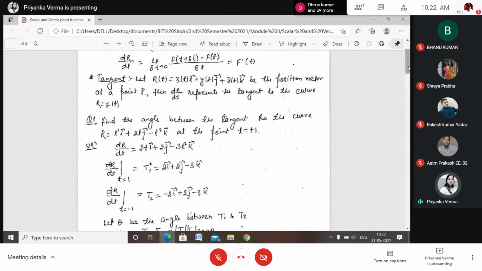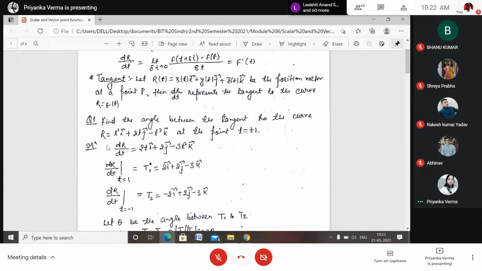Question number 1. Find the angle between the tangents to the curve r equal to this at the points t equal to plus minus 1. So we have to find the tangent to the curve. This is a vector function. Here the total vector function depends on t, and as t varies, r varies. Now you have to find the angle between the tangents. To do that, first of all you have to find the tangent to the curve. So how do you do it?